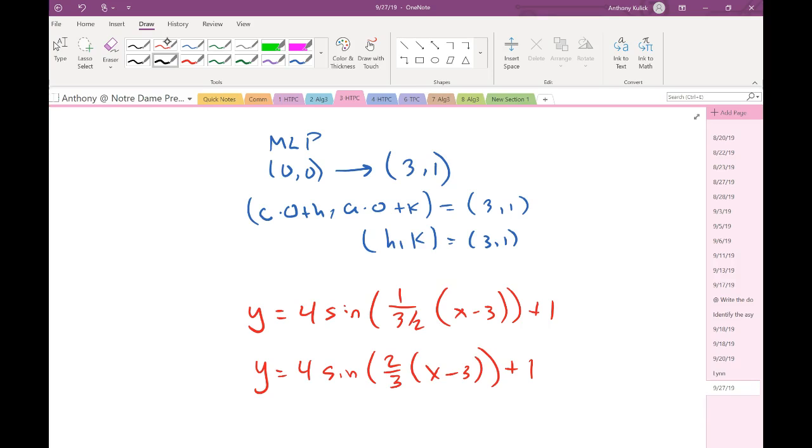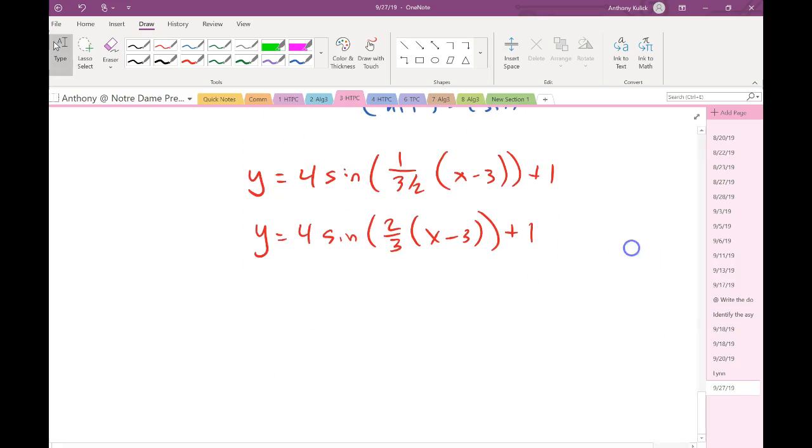Let's look at another example where we can make that determination.